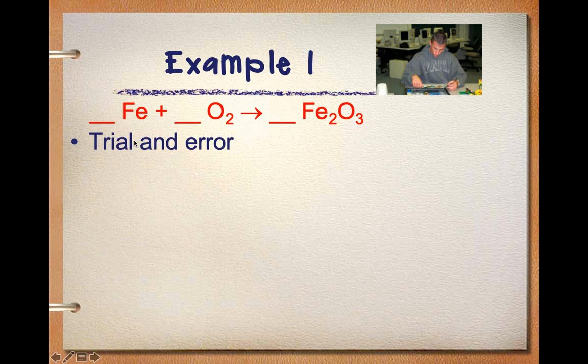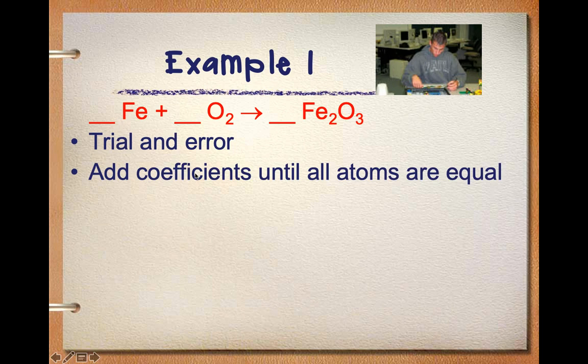That's not allowed. So we're going to do trial and error. We go back and forth, left to right, until we have the same number of all the atoms on both sides. Add coefficients in front. Remember, we can't change the numbers in the formula. So I see that I have 1 Fe on this side and 2 on this side. If I put a 2 in front, 2 times Fe balances the 2 Fe's over here. Great. But then I see, wait a second, I've got 2 oxygens on this side and 3 oxygens on this side.